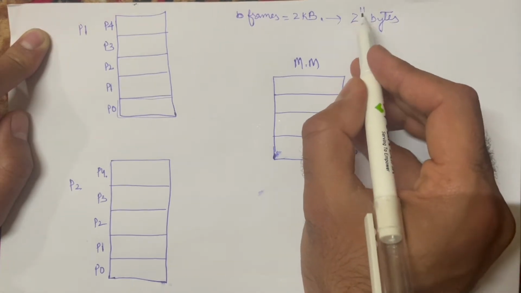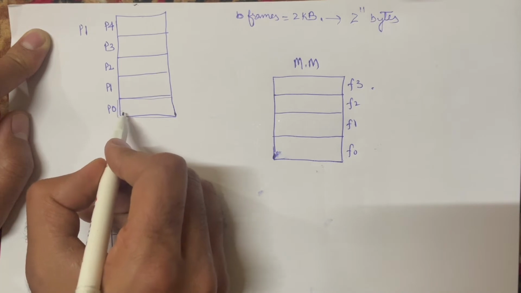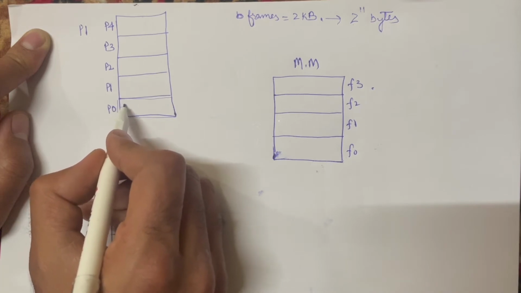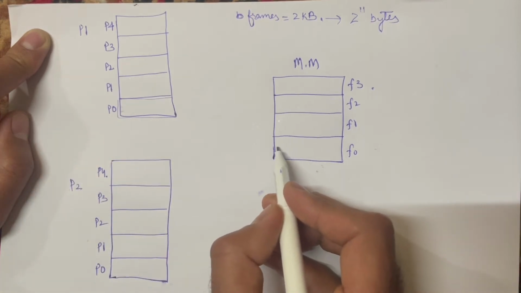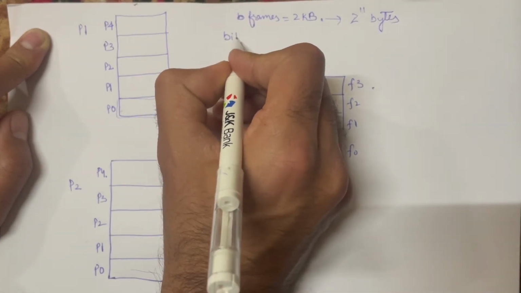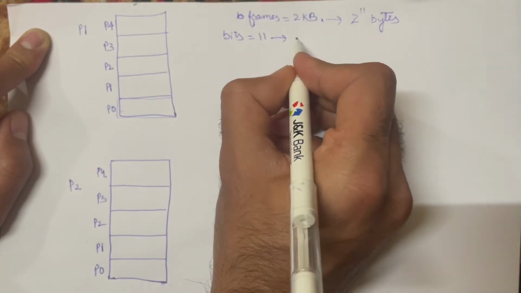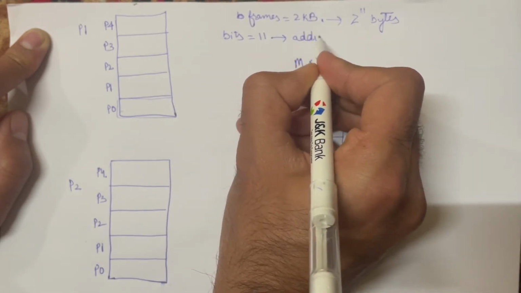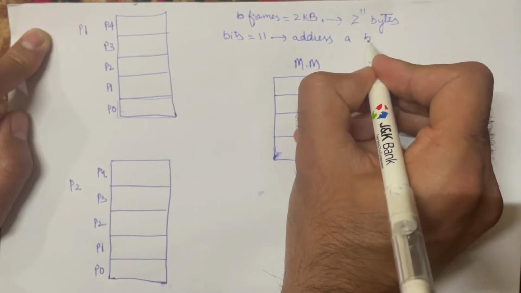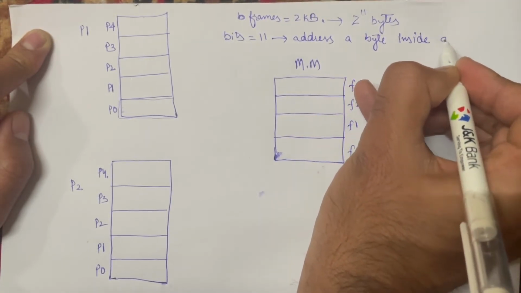2 raised to the power 11 bytes means that to address a byte inside a page or a byte inside a frame, how many bits will be required? We will require 11 bits. And these bits will be used to address a byte inside a page or inside a frame.